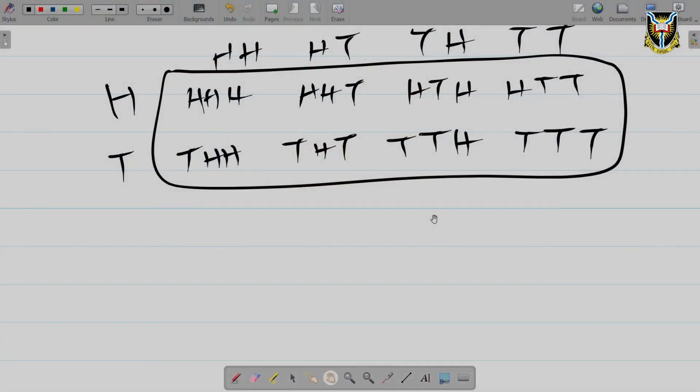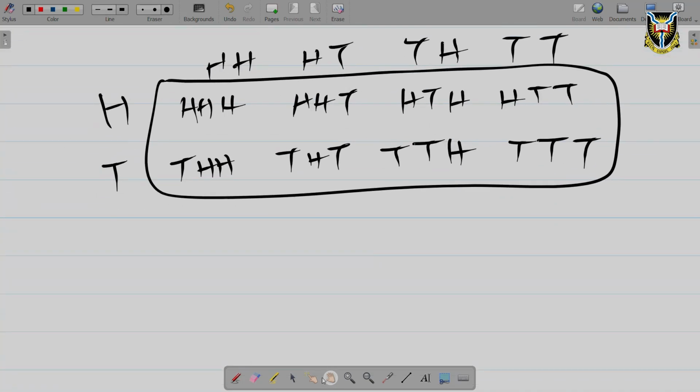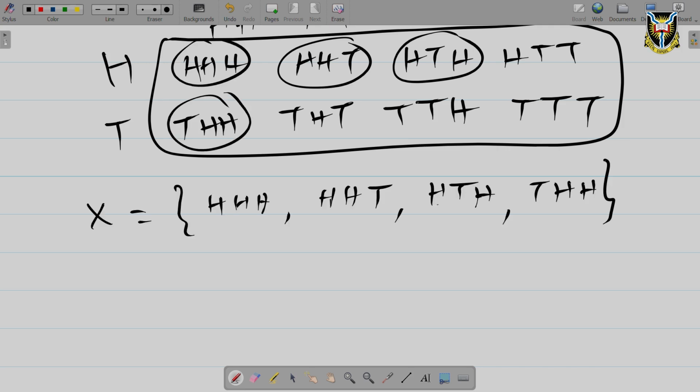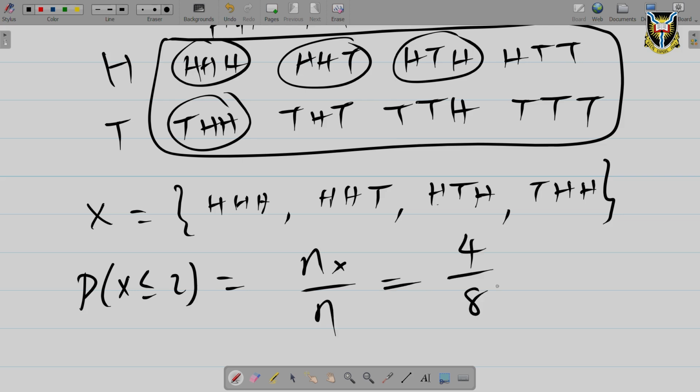So it means that we have here where we have 2 heads, we have here where we have 2 heads. So these are the scenarios where we have at least 2 heads. So our probability of x at least 2 will then be the number of x over n, which is the sample space, and this will be 4 divided by 8, and this will be 1/2. So the probability of x at least 2 is half. So thank you for your attention.